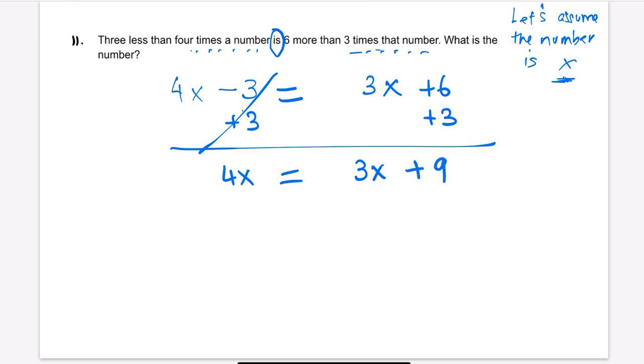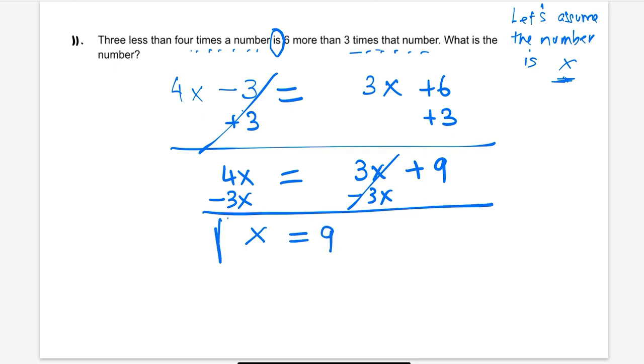Again, let's bring x to one side. So let's get rid of this 3x on the right side by doing its inverse, which is negative 3x. And if I do something on the right side, I have to do the same thing on the left side to keep the equation in balance. So this gets out of our way. 4x minus 3x is x, and on the right side we are left with 9. So that number should be 9.